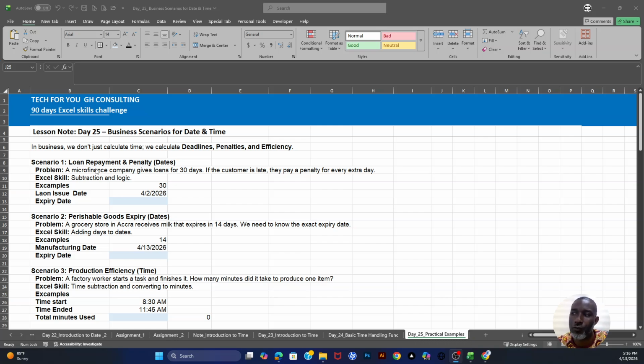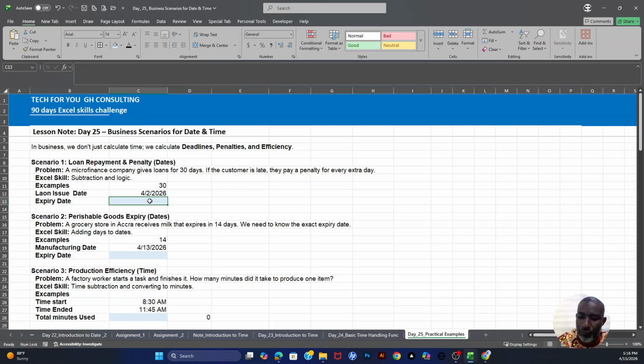The problem is that a microfinance company gives a loan for 30 days. If the customer is late, they pay a penalty for every extra day that they spend. This is a basic logic that always happens there. So we are going to look at the extraction of the dates. If we issue the loan on the 2nd of April 2026 and it's supposed to last for 30 days, what is the expiry date for that loan? That will let us know the penalties to award for the extra days that the customer keeps the money.